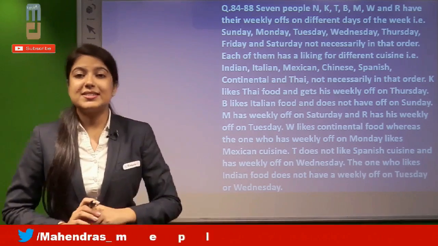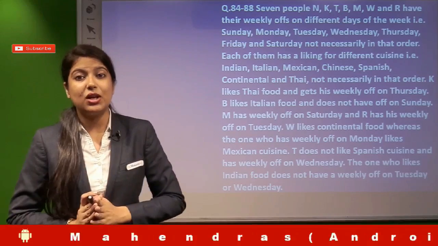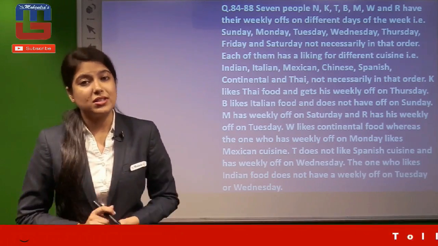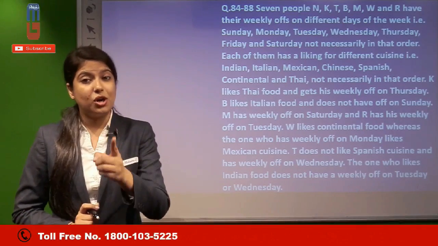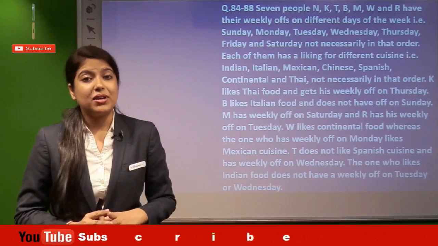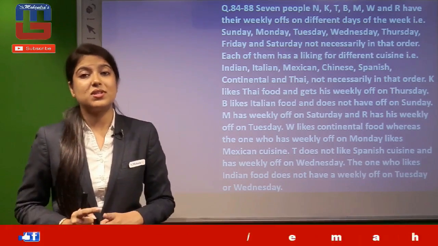Condition says 7 people N, K, T, B, M, W and R have their weekly offs on different days of the week, that is Sunday, Monday, Tuesday, Wednesday, Thursday, Friday and Saturday. Not necessary in that order. That means all are having week offs but not necessary in the same order, that is Sunday, Monday, Tuesday, Wednesday.